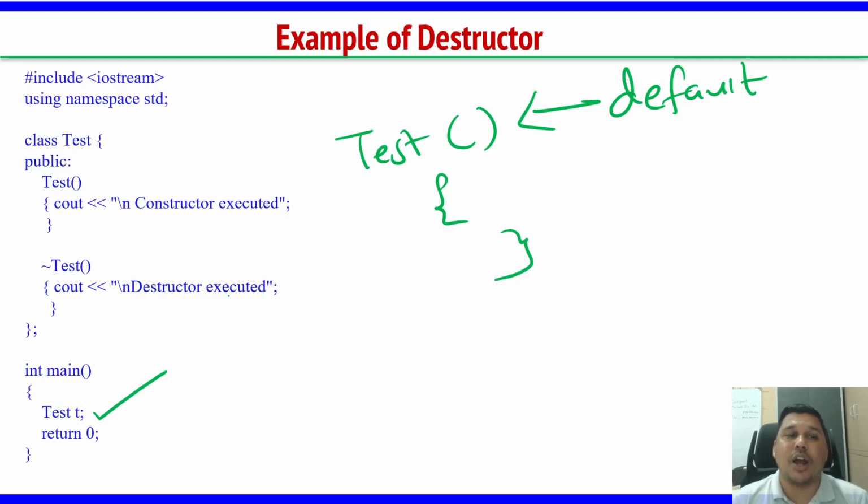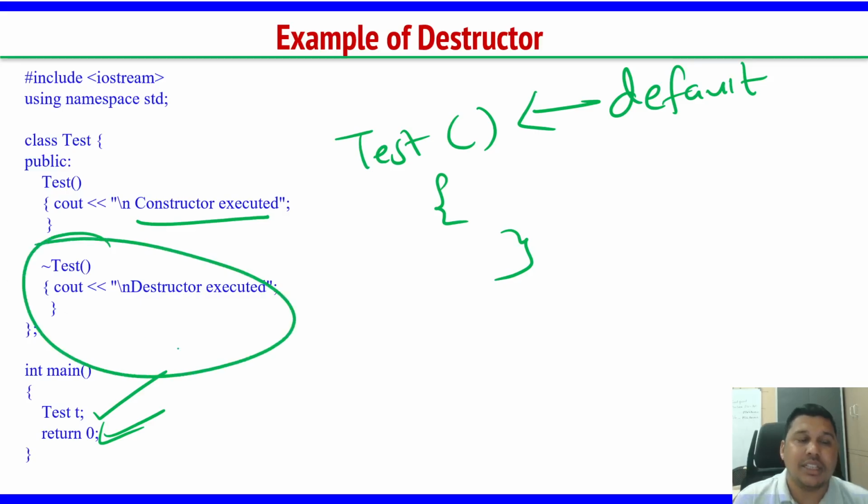So what will come as output? "Constructor executed" will come as the output. After that, you have written return 0. Nothing else. Once this is created, you have written return 0. So while closing the program, when the compiler comes out of the program, it will execute this destructor.